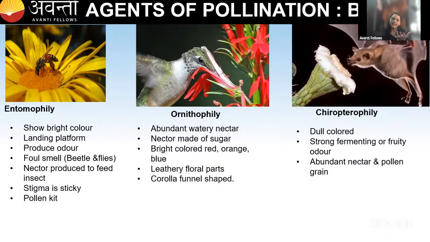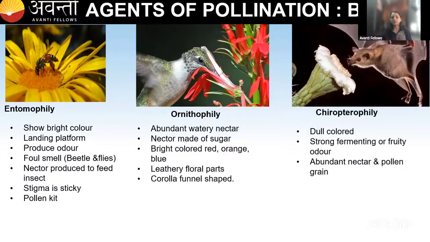Then, to attract, the petals should be colored, right? They should show bright colors, so it will attract the insect. Whereas in wind pollination and water pollination, hydrophily, there is no requirement of producing scent or odor, or bright colored petals, because the pollination is by wind and water. So there is no need to attract anyone. Here, in the insect case, it should produce scent and have bright colored petals.